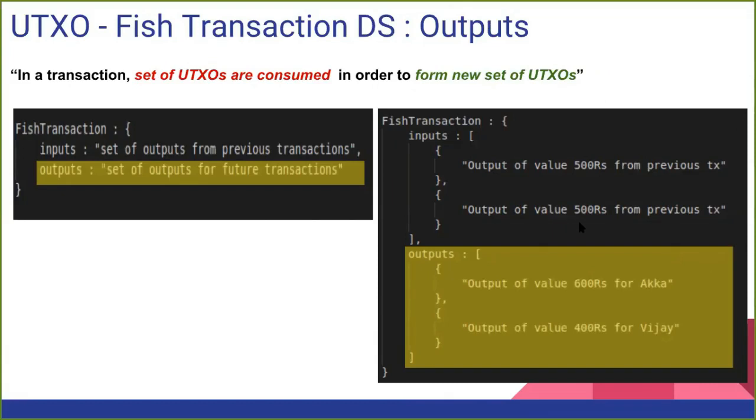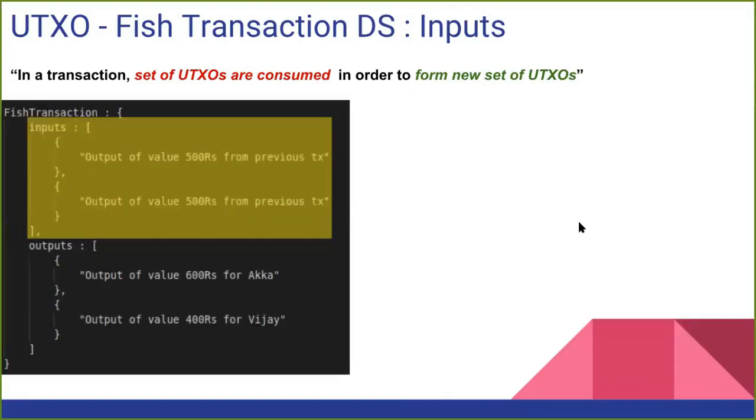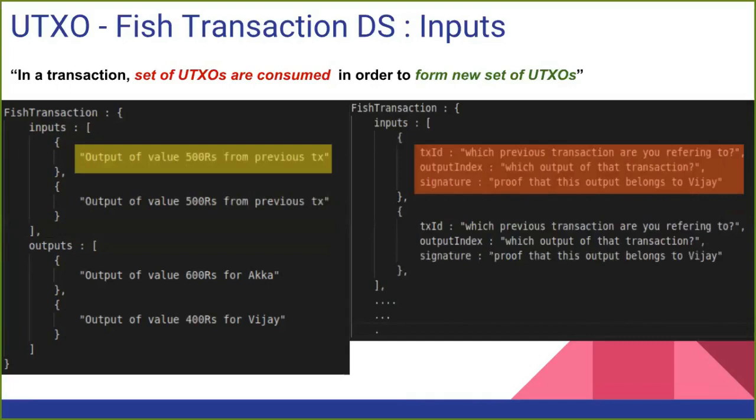Cool. So now I have this data structure. Now let us think more on it. What else we can do with it? Let us think about one of the structures. What is written is: output of value 500 from the previous transaction. When I say previous transaction, I have to tell which previous transaction, right? Which means that I have to specify the transaction ID of the previous transaction.